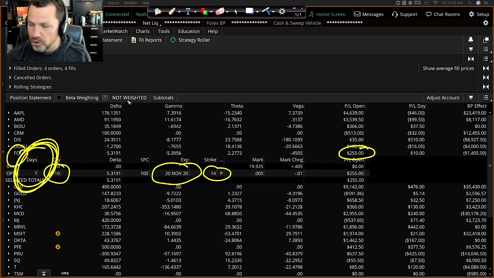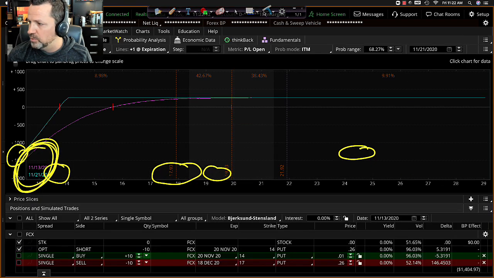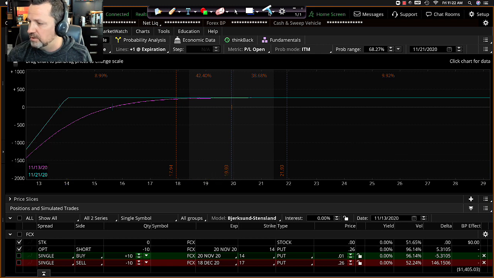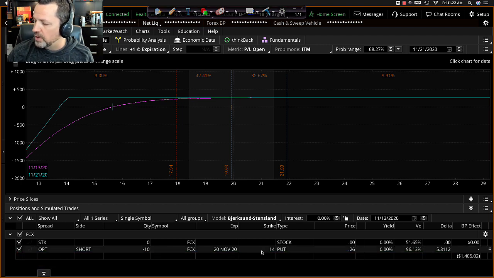Now, let me go ahead and show you here. I'm going to switch over to the Analyze tab and wipe that clean. Okay, and so this is the position here, and I was already kind of playing around with what I was going to do on that, so let me get rid of that. We've got the $14 put.